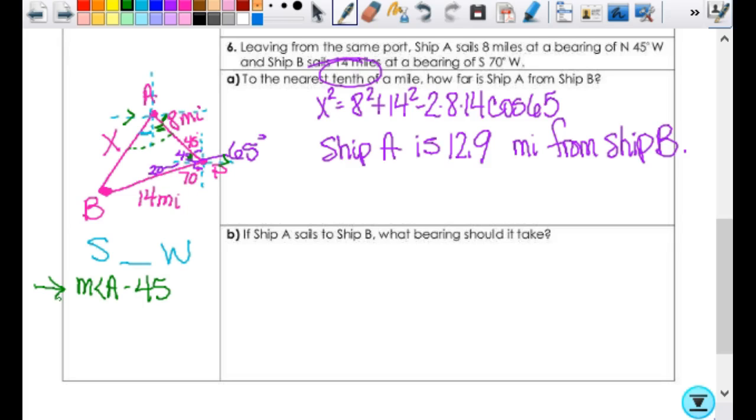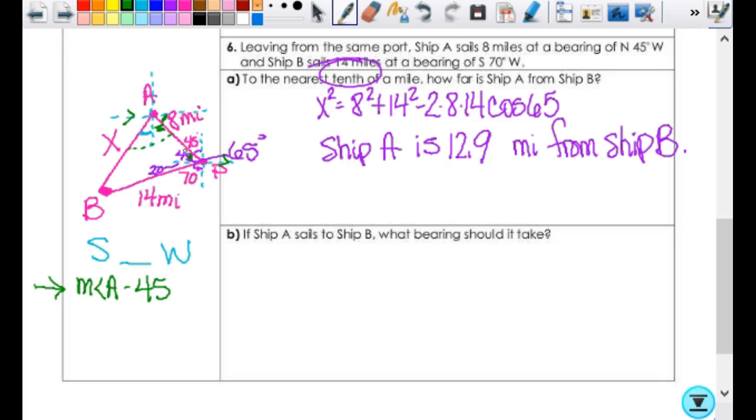Ask me a question if you've got one, because I heard a lot of ohs, but not everybody might have clicked yet. Do we all understand why that's 45? Yes, alternate interior angles? Okay. So we're capable of finding A. Have I found the largest angle already? No, because angle A is the largest angle, right?